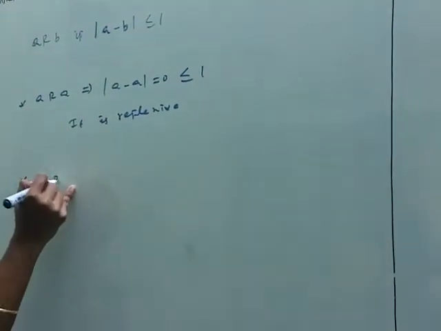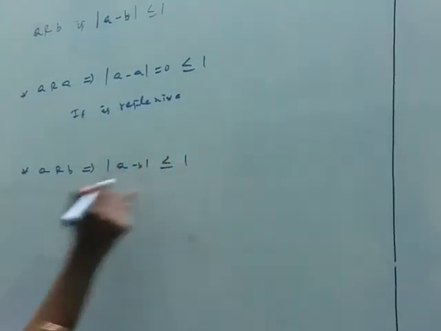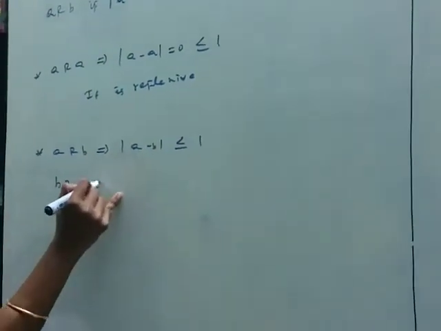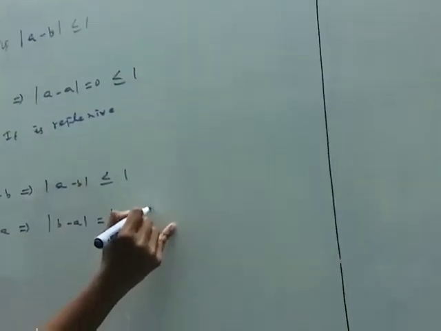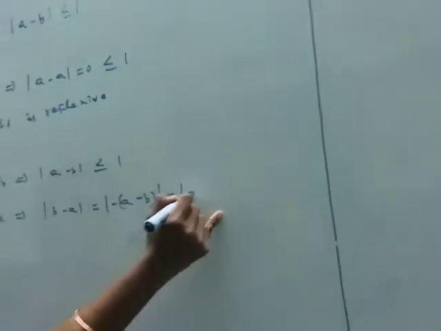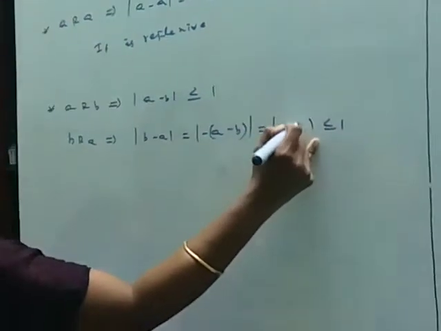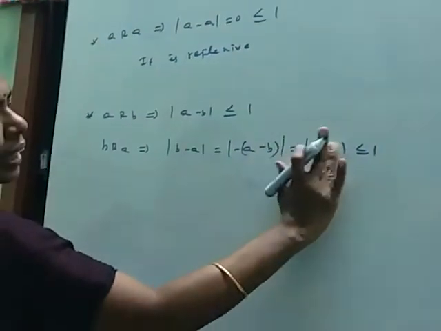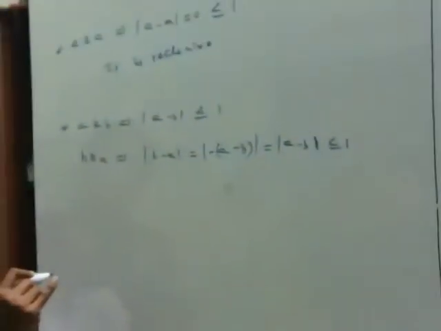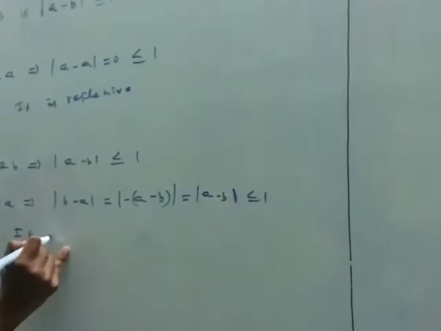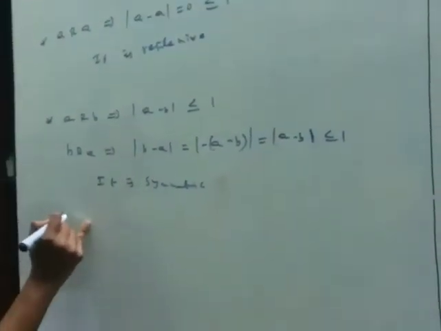Next let's see. A related to B implies modulus of A minus B is less than or equal to 1. So B related to A implies modulus of B minus A, that can be written as modulus of A minus B, that is also less than or equal to 1. Inside the modulus, you are neglecting that minus. So it is symmetric. But here not transitive.